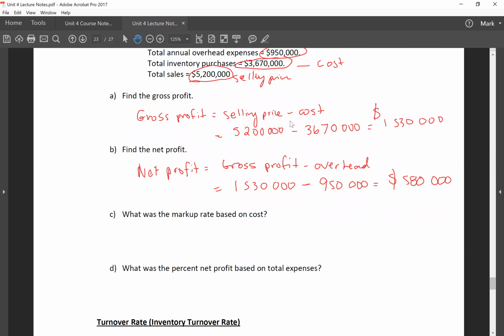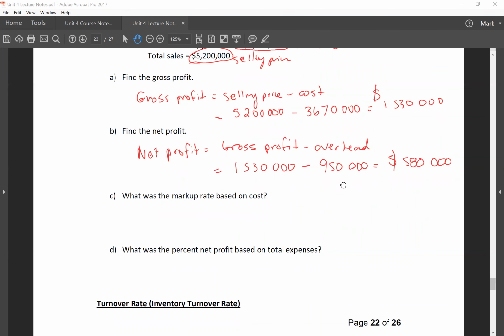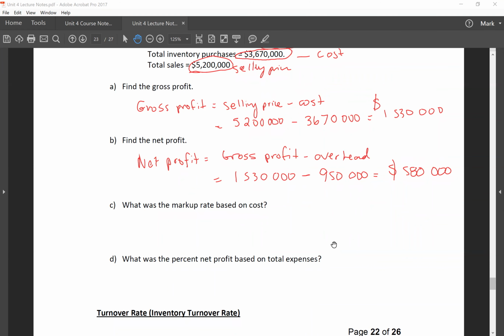Okay, C and D are a little bit more challenging. Thank you, Reem, for the answer there. That's great. And you're correct as well. Well, C and D, specifically C is not that challenging. We've done this before. But there's a couple things to consider here. It says, what was the markup rate based on cost? Okay, so we have a formula for this. The only formula you have that includes markup rate is markup equals markup rate times cost.